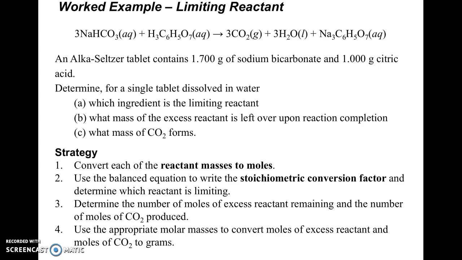And so remember, you have to convert the masses to moles, and then you're going to use that stoichiometric ratio, or they call it a conversion factor here. That's the number of moles. So there's 3 moles of CO2 that you get for every 3 moles of sodium bicarbonate. So it's really a 1-to-1. 3 to 3 is the same thing as 1-to-1. And so you determine the moles of excess reactant remaining and the number of moles of CO2 produced. And once you know how much CO2 is produced, you can convert that to grams.